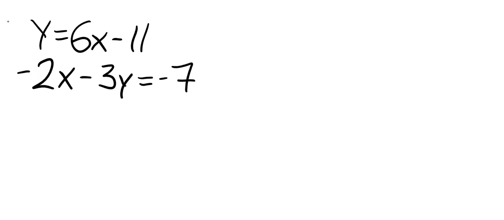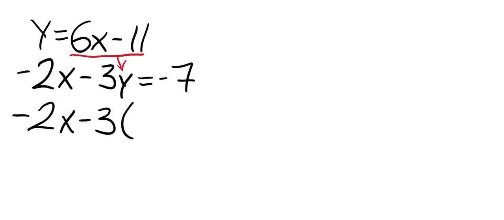negative 7. When we're using substitution to solve a system of equations, the first step is to have a variable solved for. As you can see, for the equation on top, we have y by itself, and that's equal to 6x minus 11. So what we're going to do is plug in what y is equal to in for y in the other equation. If we rewrite the equation in the bottom, we're going to get negative 2x minus 3 times, then instead of y, we're going to plug in what y is equal to, which is 6x minus 11. And that's going to be equal to negative 7.